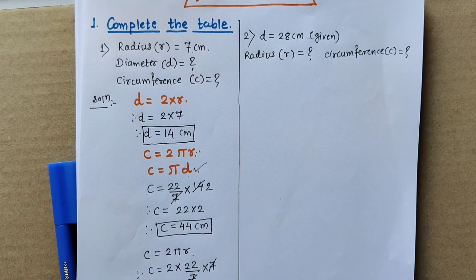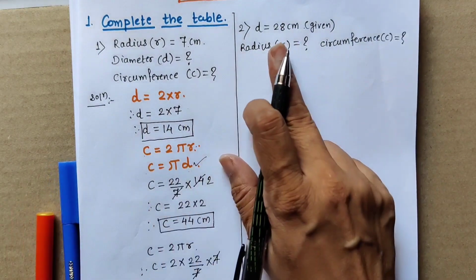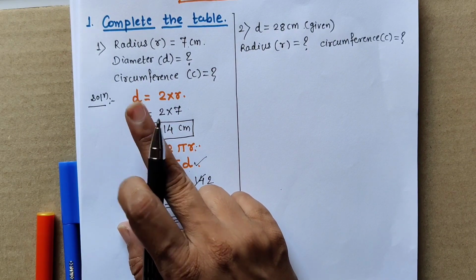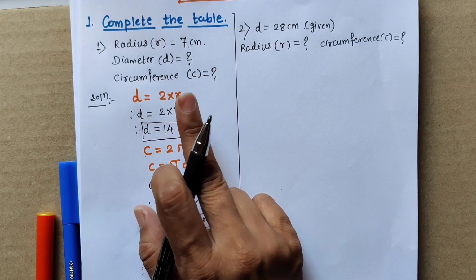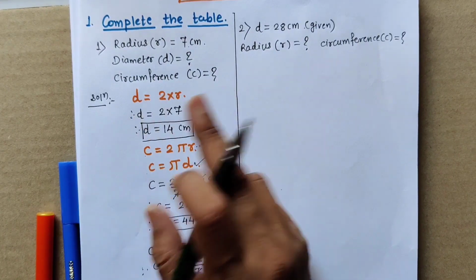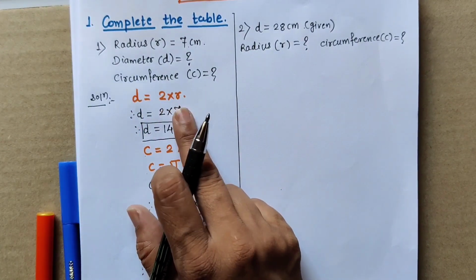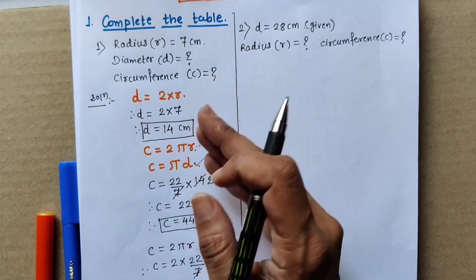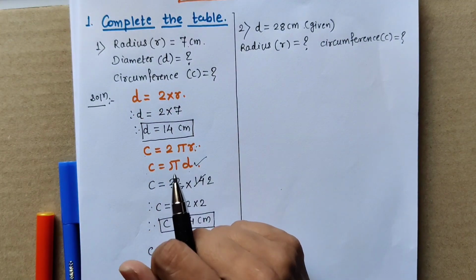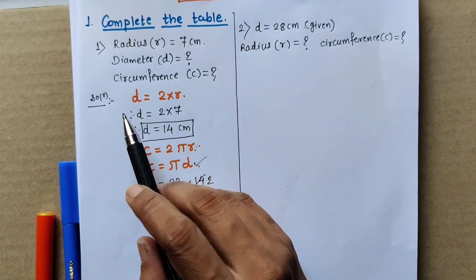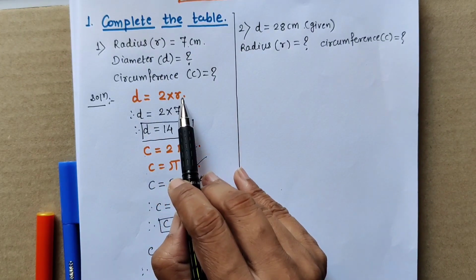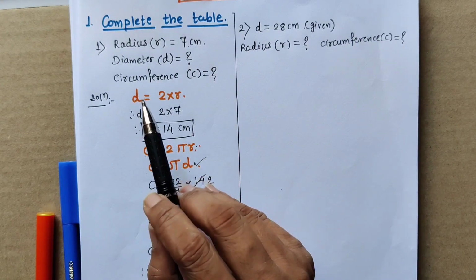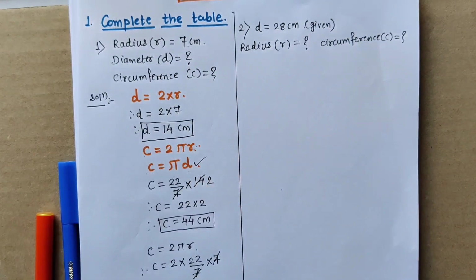Okay. Now see children, from diameter we have to find out radius. Here in the first sum we have got the value of diameter from radius. As diameter is 2 multiplied by radius, that means as the diameter is double of radius, radius will be half of diameter. Very easy logic. If diameter is 2 into radius, then radius will be half of diameter, as we have seen in the first question.